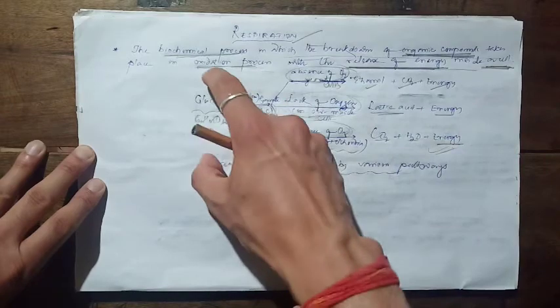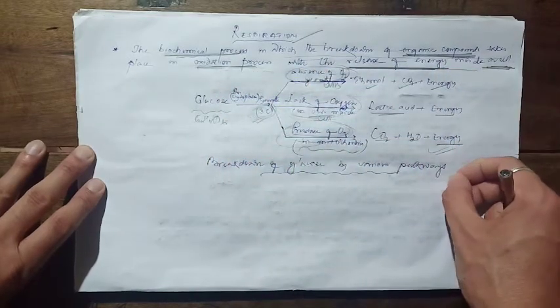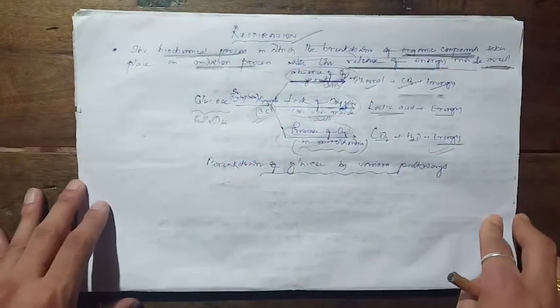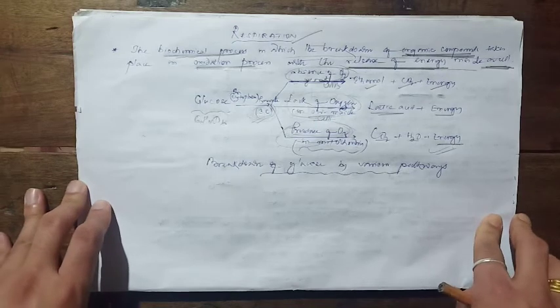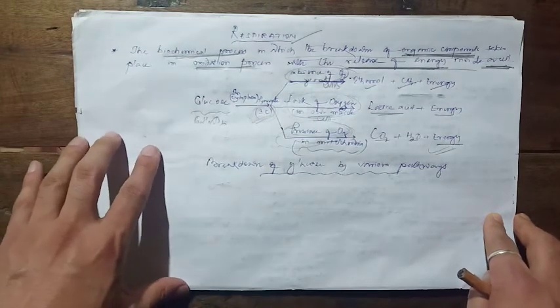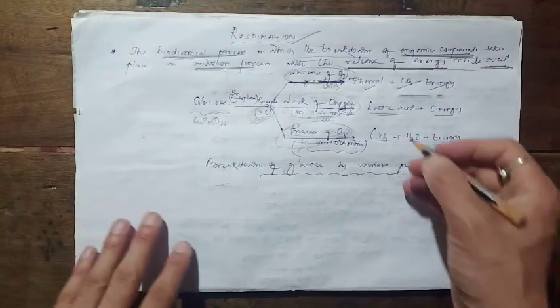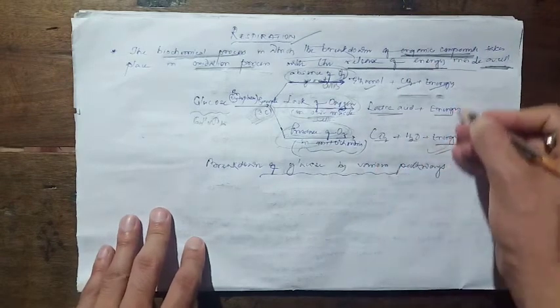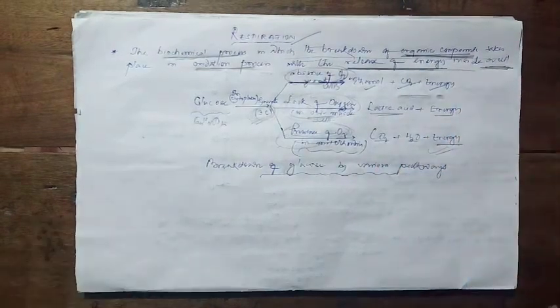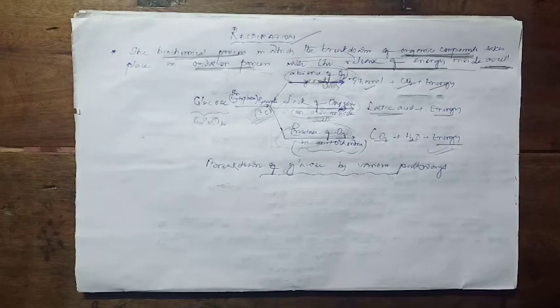So this is a brief flow chart which explains what happens to the glucose inside our cells. The glucose may be broken down in the absence of oxygen, in lack of oxygen, or in the presence of oxygen. So different products and different amounts of energy are released. I hope, students, you understood what this respiration process is. Respiration is a biochemical process where the broken down foods are utilized to produce energy.